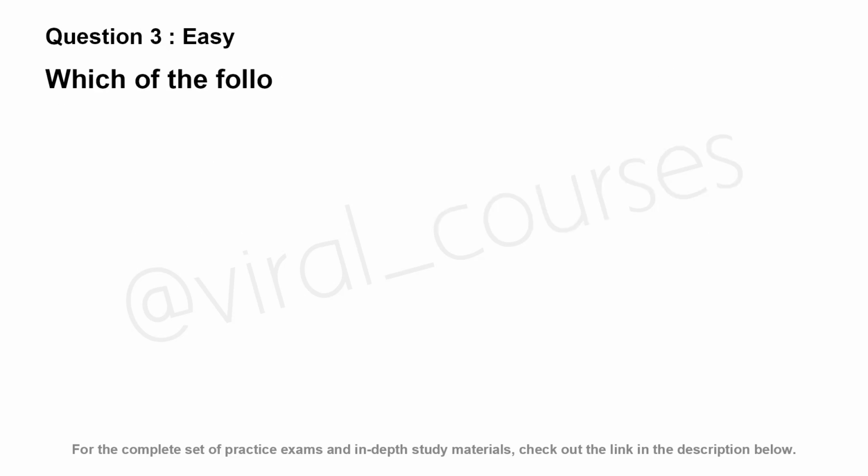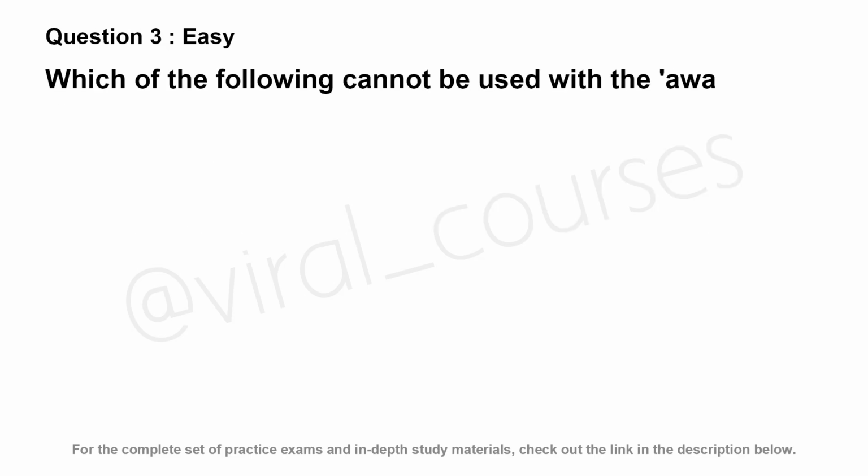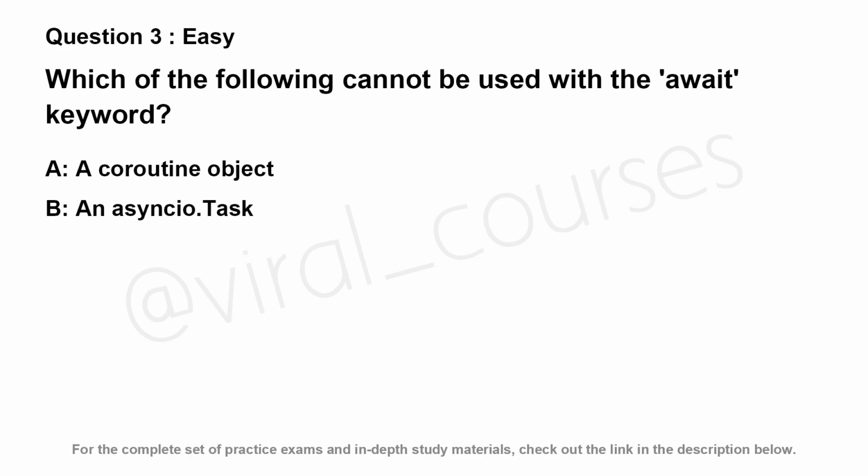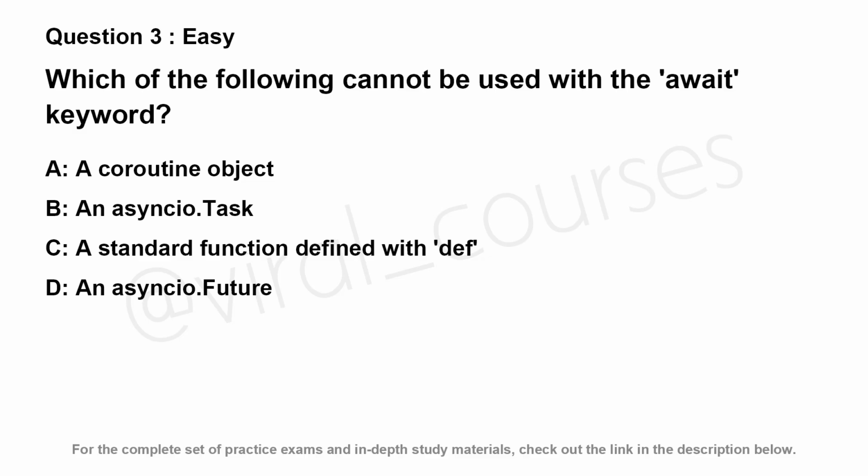Which of the following cannot be used with the await keyword? Option A. A coroutine object. Option B. An asyncio task. Option C. A standard function defined with def. Option D. An asyncio future.